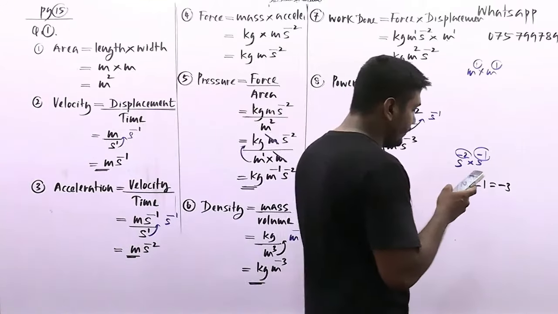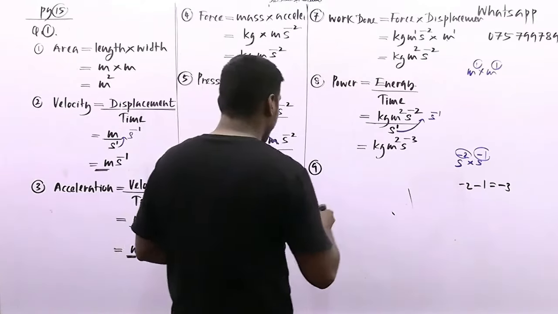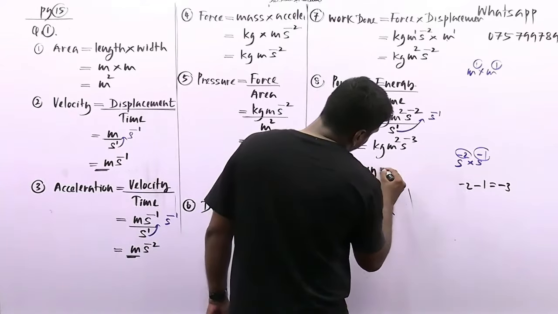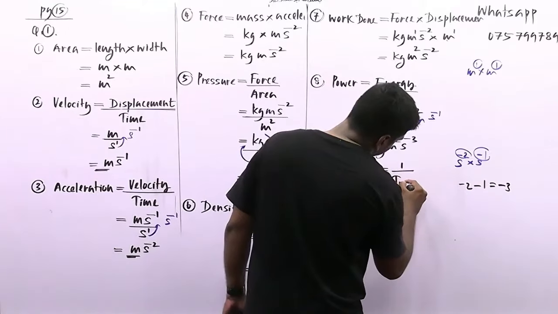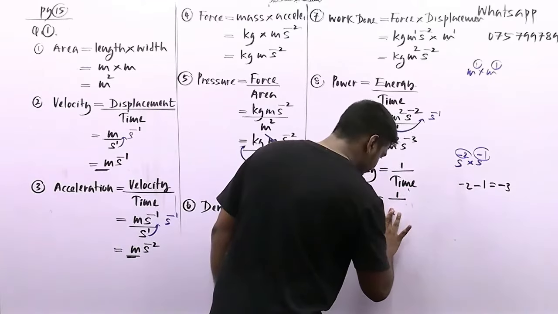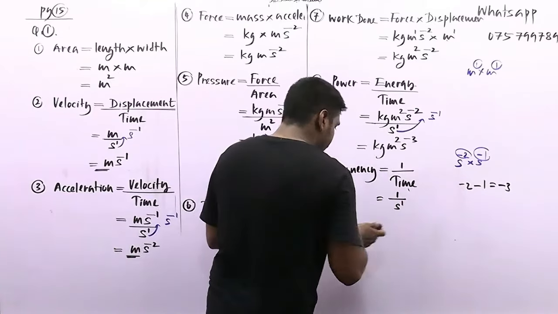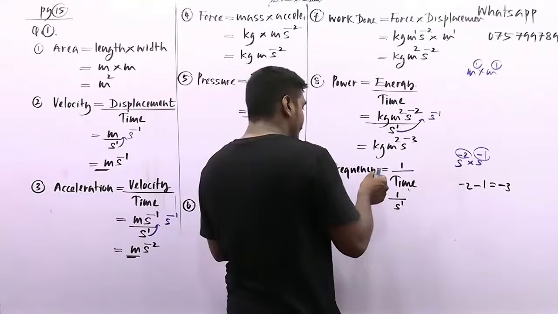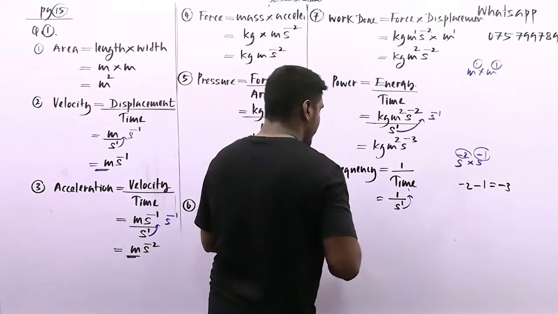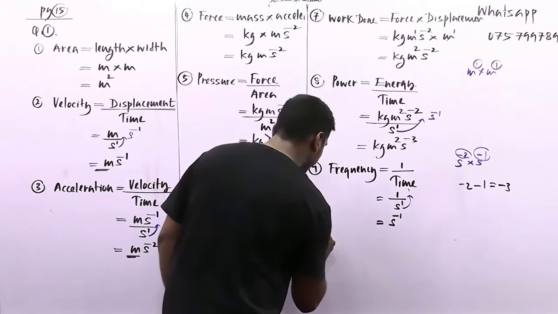The ninth one: we know frequency equals 1 over time. Then 1 over time is measured in seconds. The power of the symbol s is 1. When s to the power 1 goes to the numerator, it becomes s to the power minus 1. The answer is that the SI unit of frequency is s to the power minus 1.